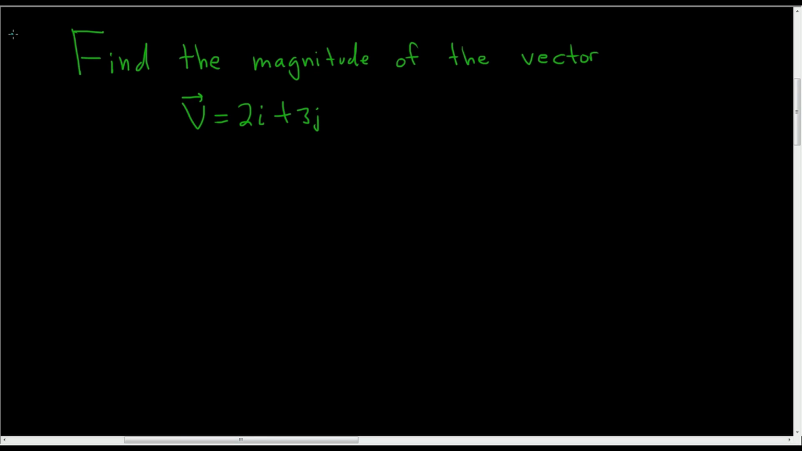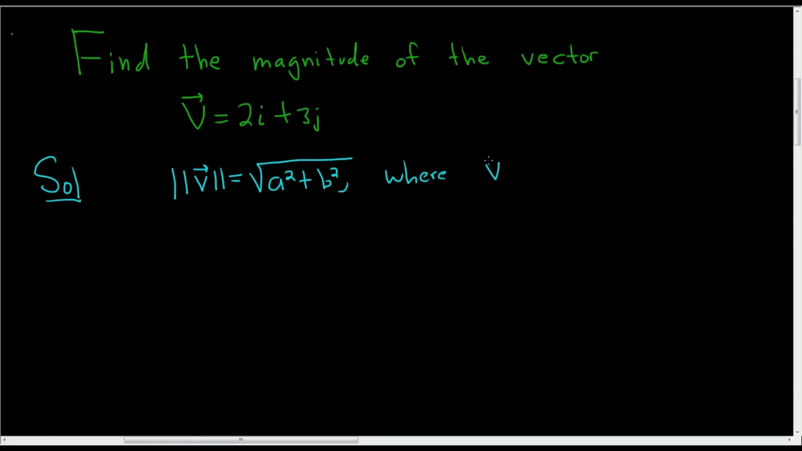Find the magnitude of the vector v equals 2i plus 3j. Solution. So the formula for the magnitude of a vector is the square root of a squared plus b squared, where v is equal to the vector whose first component is a and its second component is b. So in this problem, we can write this vector in component form, so 2, 3, and then just use the formula. So let's go ahead and do it.